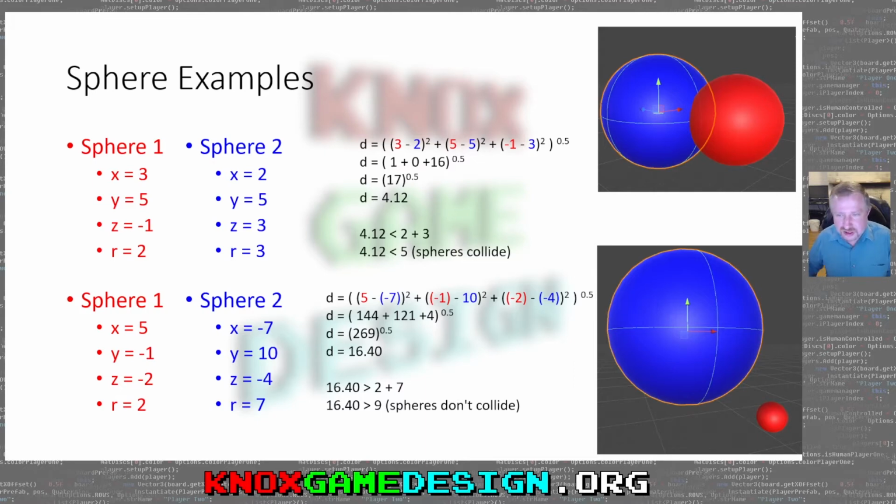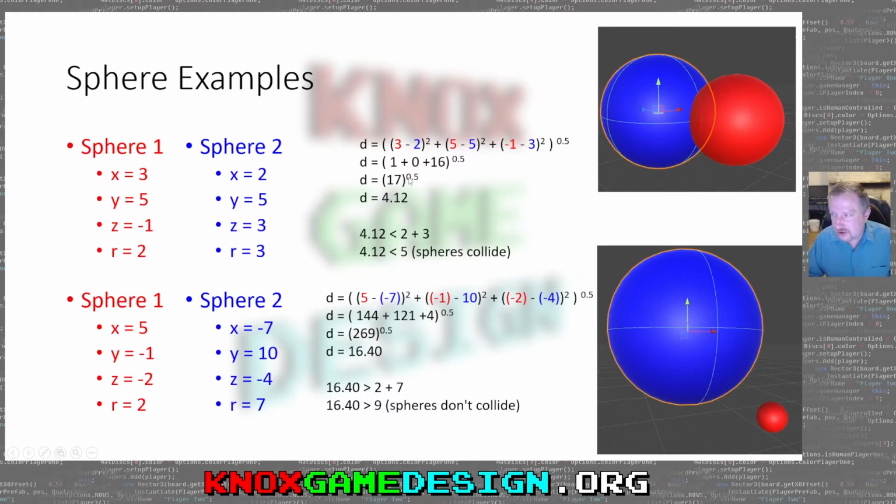Also did these in Unity. So you got a sphere, center point 3, 5, -1 with a radius of 2. You got a second sphere, center point 2, 5, 3 with a radius of 3. So you find the distance, which you call d here, the distance value, you plug in the values, subtracting the x values, the y values, and z values, square all those, take the square root. You get a distance of 4.12, which is the square root of 17. And actually, I have to the 0.5.